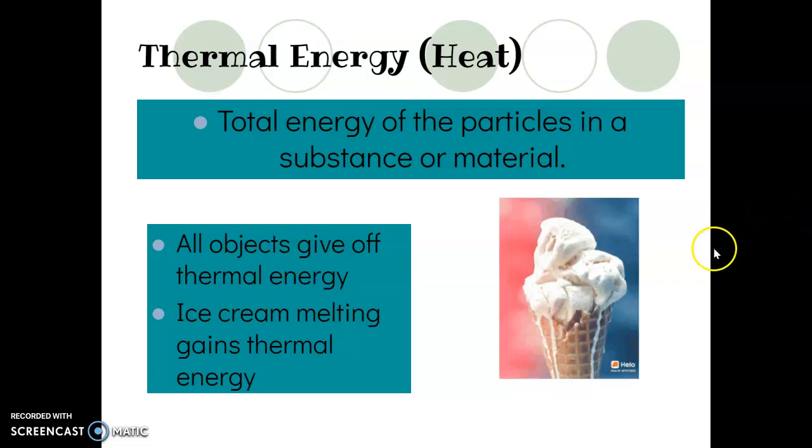Ice cream melting gains thermal energy, right? So as this ice cream is gaining its thermal energy, it's going through that phase change. It's melting. It's going from a solid to a liquid.